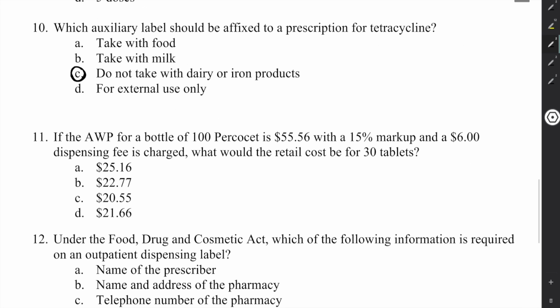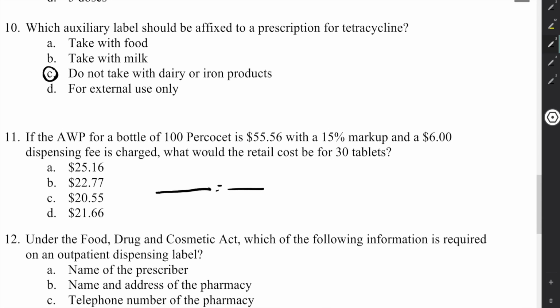All right, number 11. If the AWP, and what does AWP stand for? Average wholesale price. For a bottle of 100 Percocet is $55.56, with a 15% markup and a $6 dispensing fee charged, what would the retail cost be for 30 tablets? All right, the first thing you want to do is find out how much tablets cost. So if the average wholesale price for a bottle of 100, okay, line equals line. You have 100 tablets equals $55.56, with a 15% markup and a $6 dispensing fee. We'll worry about this later because that's going to be on the final total.